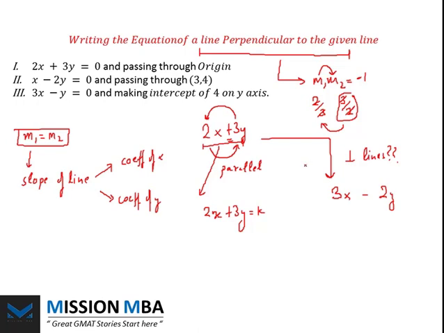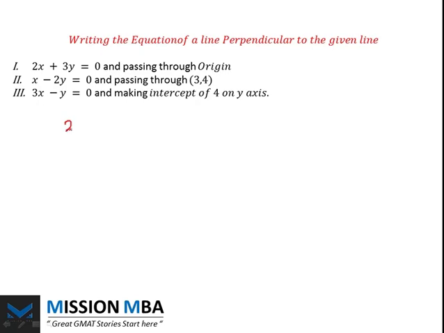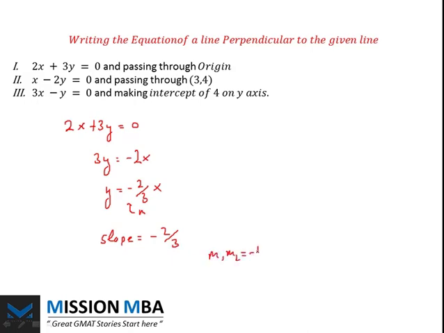How? Let us see. If I had a line 2x plus 3y, let's try to calculate the slope of this particular line. So 3y equals minus 2x and y comes out to be minus 2 by 3 x. So the slope becomes nothing but minus 2 by 3, because y equals mx. So this is m. Now m1 m2 equals minus 1. m1 is minus 2 by 3. So as I said, m2 becomes the reciprocal of m1 and of opposite sign.